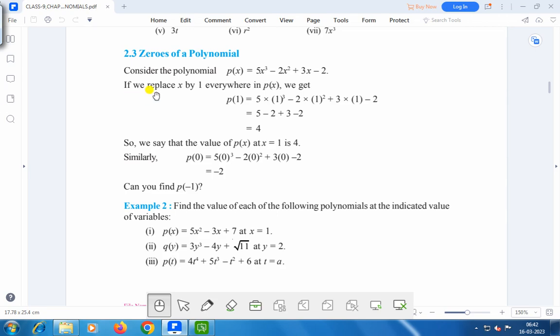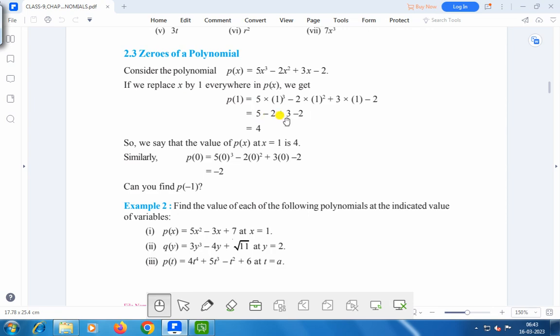Hello everyone. Today I shall discuss zeros of a polynomial. Consider the polynomial p(x) is equal to 5x cubed minus 2x squared plus 3x minus 2. If we replace x by 1 everywhere in p(x), we get p(1) is 5 into 1 cubed minus 2 into 1 squared plus 3 into 1 minus 2.